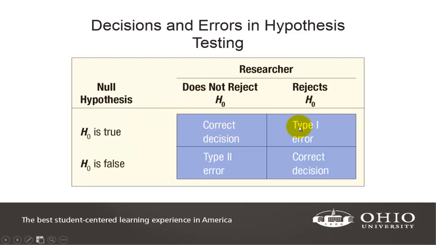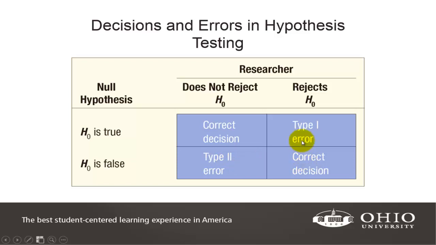But if we do reject and it's true, that means we got a bad sample, we got one of those weird samples, and we created an error, and that's called a type 1 error. If the null hypothesis is false and we do not reject, that's a type 2 error. If it's false and we reject, that is obviously a correct decision.